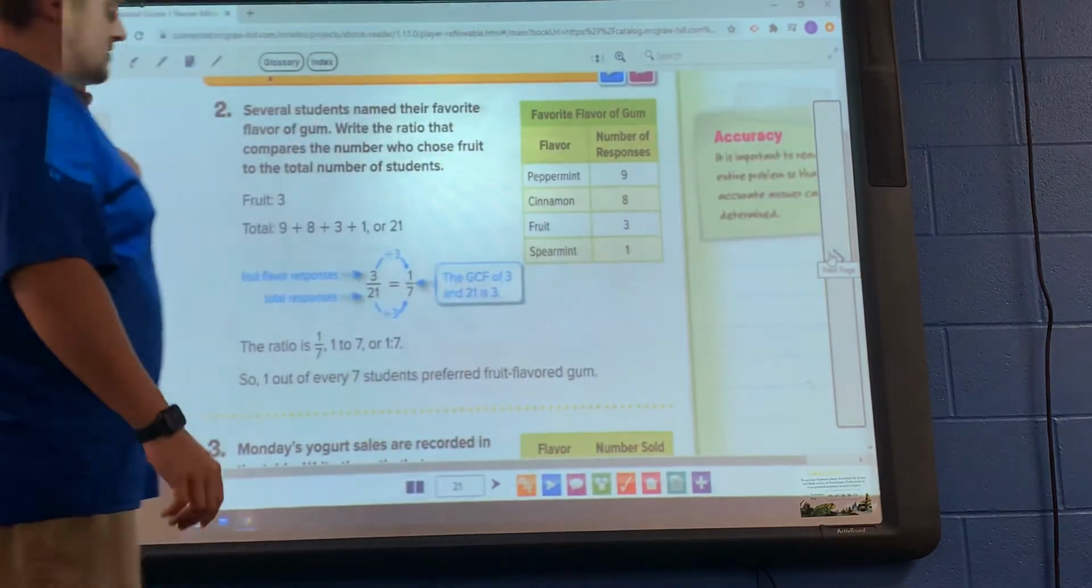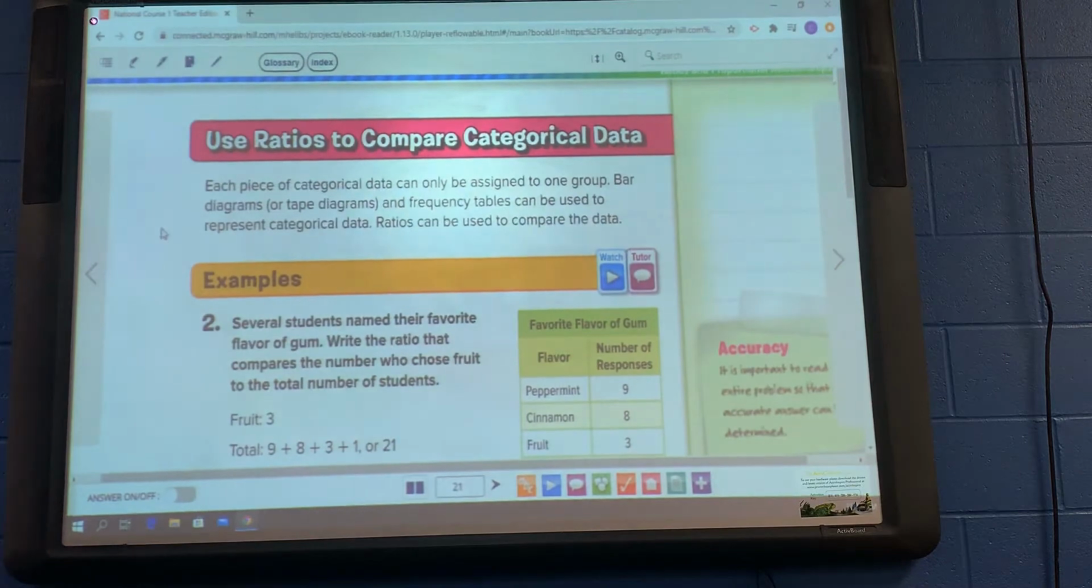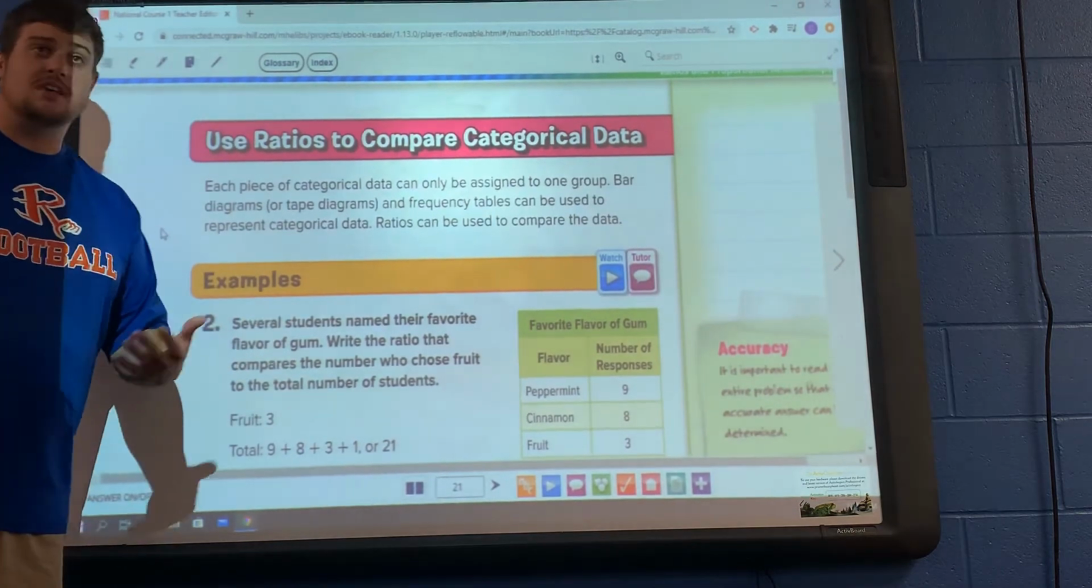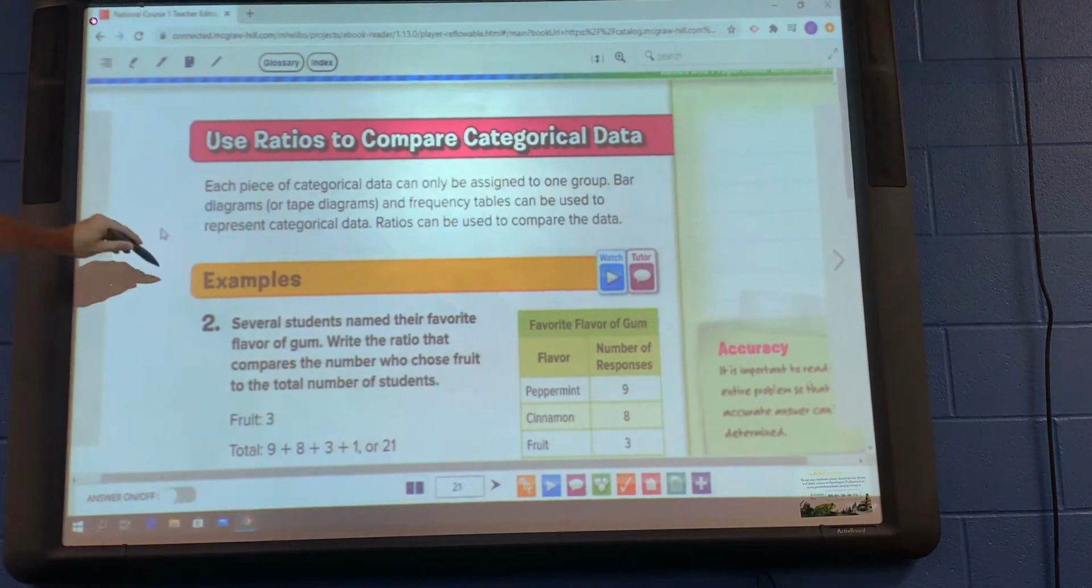Alright, so we're going to move on to page 21 now. This is example number 2. We're going to use ratios to basically compare data. That's all they want you to do here. They're going to give you tables, and they want you to put it in simplest form and compare the data.